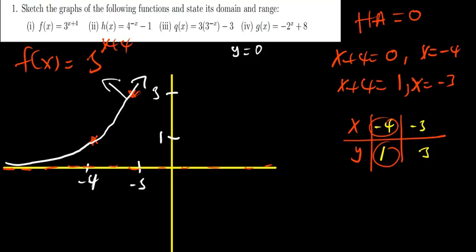Now let us talk about the domain and the range. If you look at the domain, we're talking about the x values. Where it is coming from we don't know, and where it is ending, it just keeps on going. We don't know where it's going to end. Therefore the domain of any exponential function is from negative infinity to positive infinity. Done.